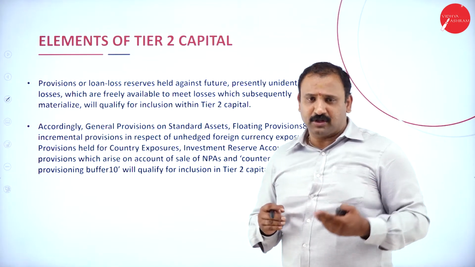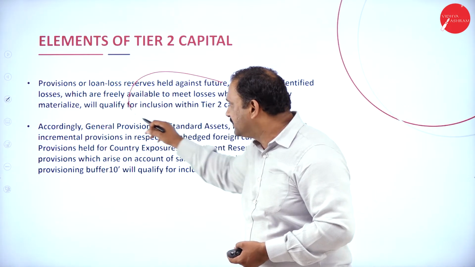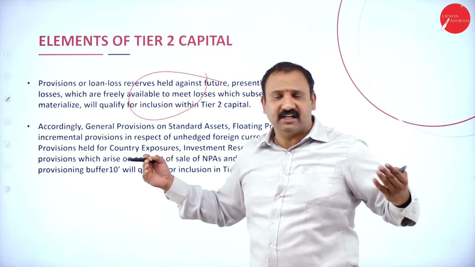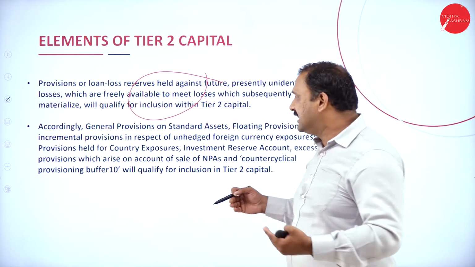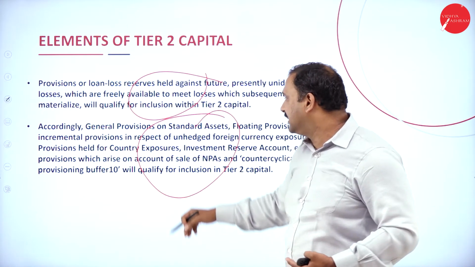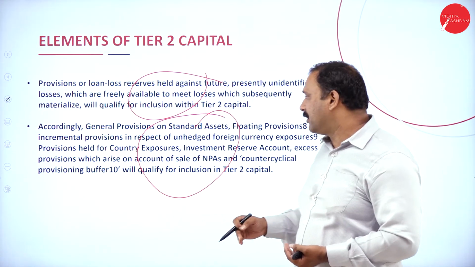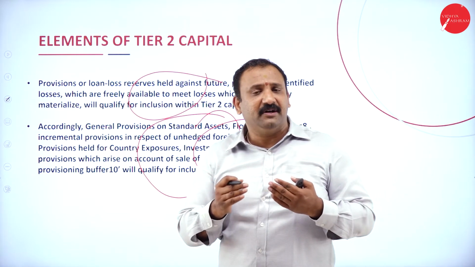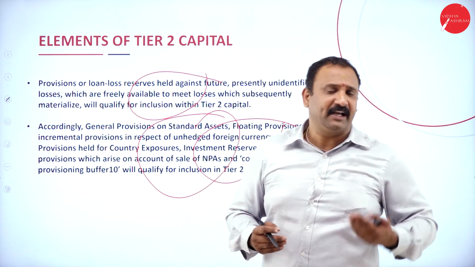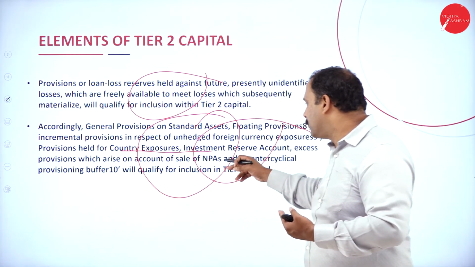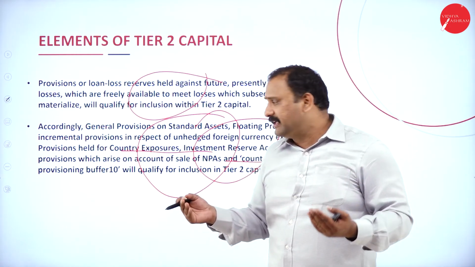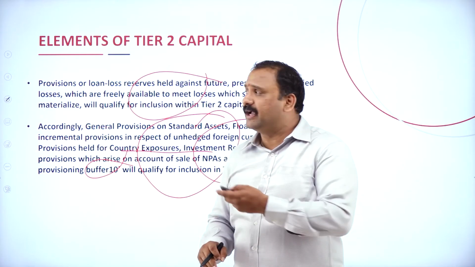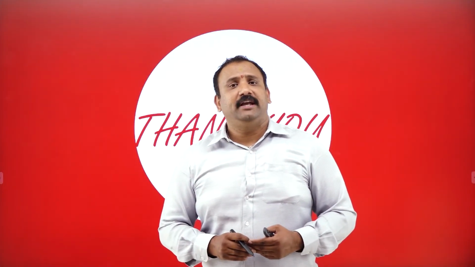The tier 2 capital, which is also very, very important, talks about the loans and reserves that are being held, and which also talks about the funds freely available to meet any loss that is coming up. Now, the next thing is that accordingly, general provisions of the standard asset, the floating provision, unhedged foreign exposure, the investment reserve, whatever the factors in terms of the extra money that has been earned by the bank. It might be in terms of investment, in terms of country exposures, NPA, counter notes that have been received, all those things we keep as the provisioning buffer, and these factors also need to be accounted. With this, I come to the end of this session.